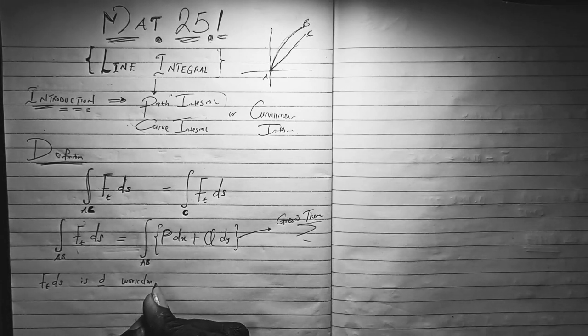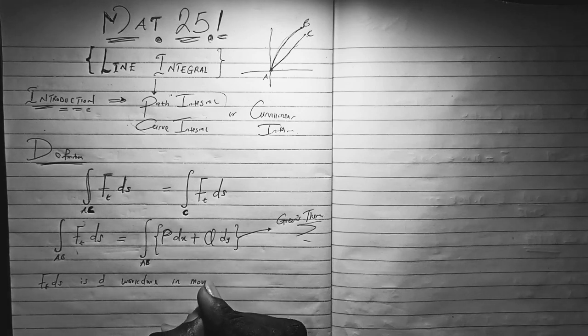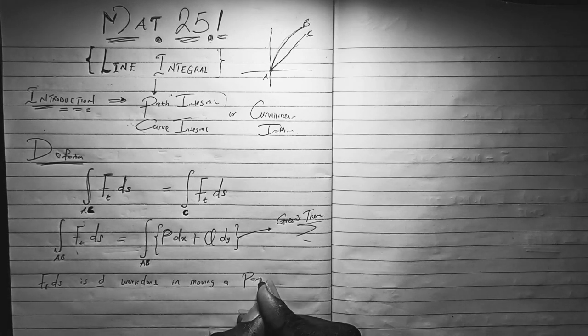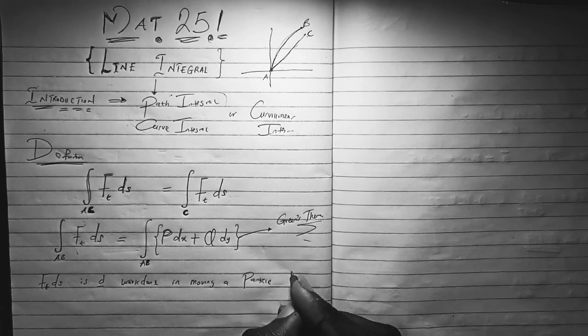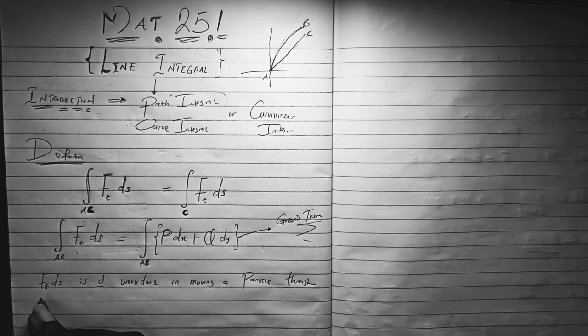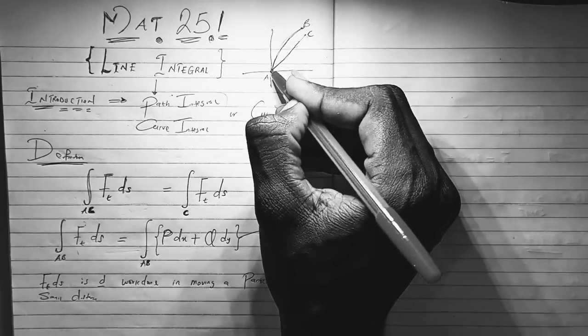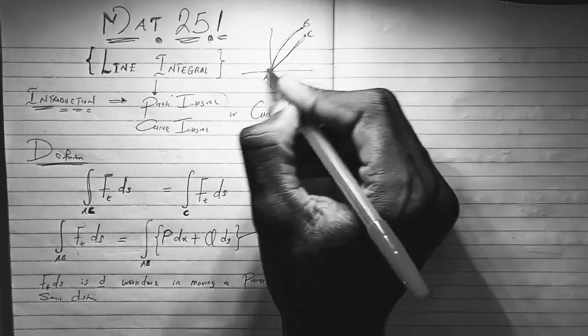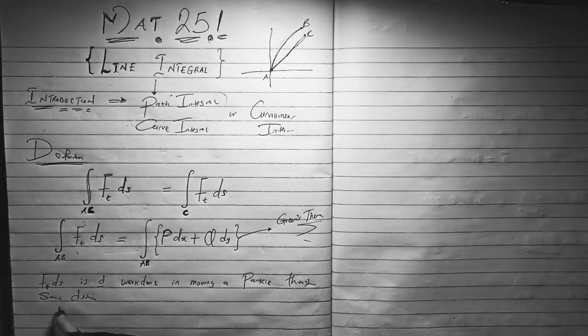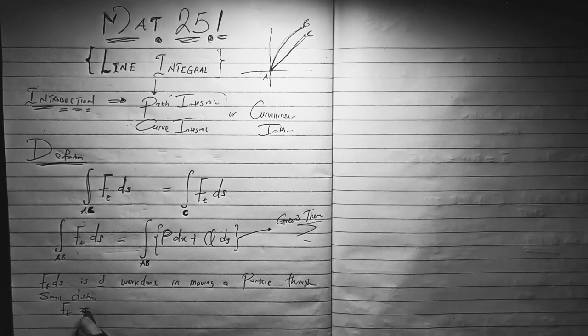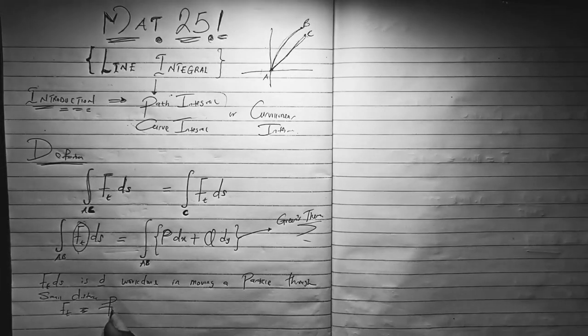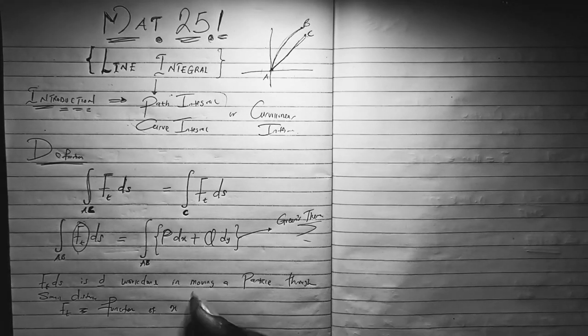FTDS is the work done in moving a particle through a small distance, just like what you have here, to move a particle from this point to this point, or along a curve. At the same time, what does ft mean? The ft we have there is just a function in terms of two independent variables. It is a function of x and y, the plane itself.